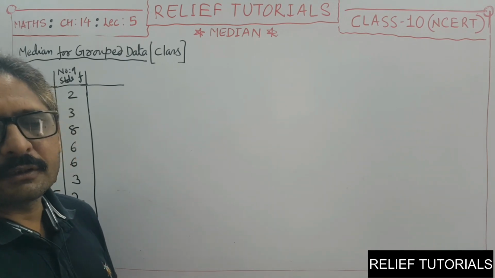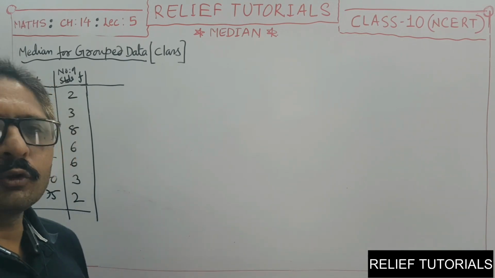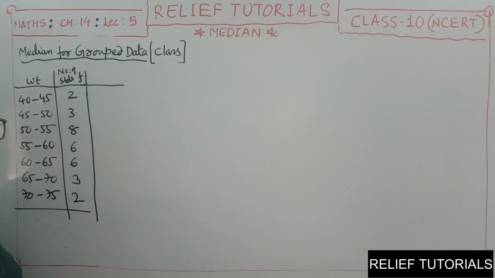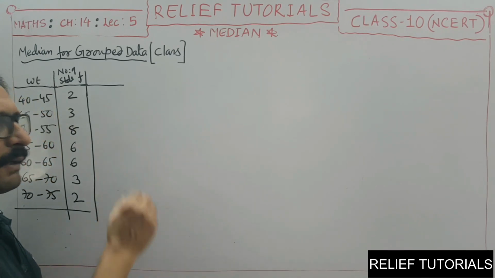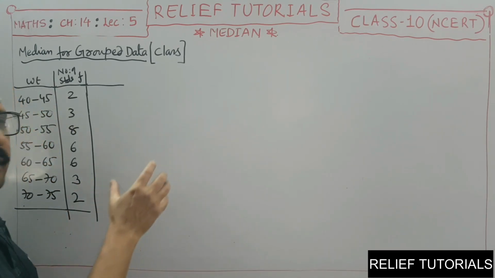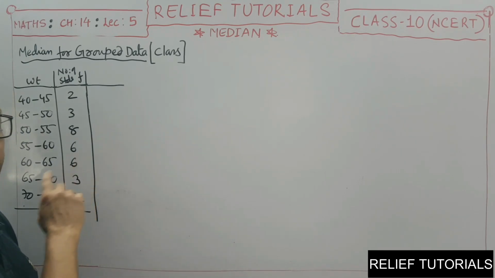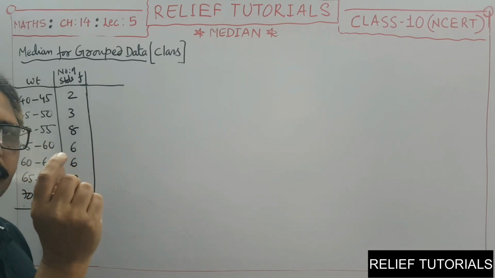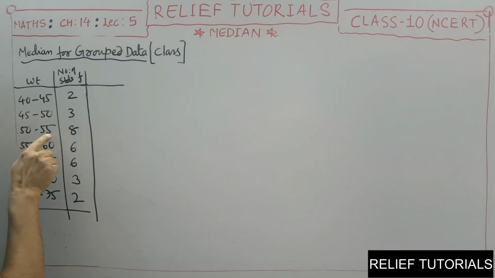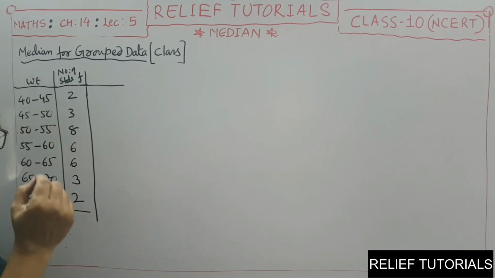Today we are going to learn how to find the median for group data with class. We have seen in the previous lecture that in case of group data, just by looking at the cumulative frequency we will not be able to find the middle observation. Why? Because this middle observation will be somewhere in the middle of this class. So it is necessary to find the middle value which divides the given class distribution into two halves.